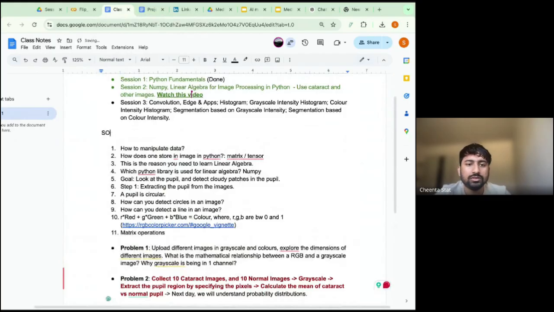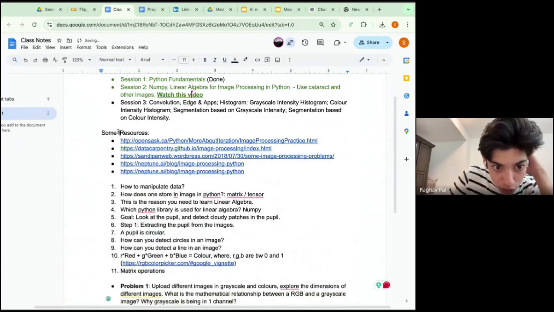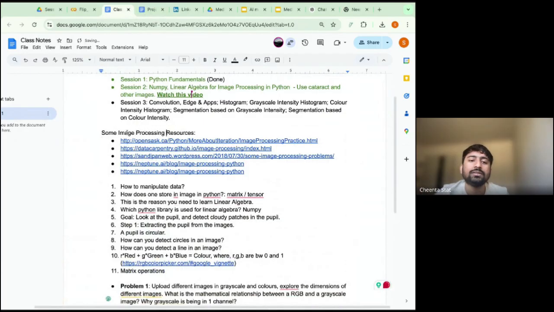Some resources. You can look into this image processing. These are for image processing, NumPy, images, and all. You can say an image is a matrix, and image processing is nothing but applying mathematical functions on images to change them into something. For example, let's say you have an image, and it often happens, and you must have seen.